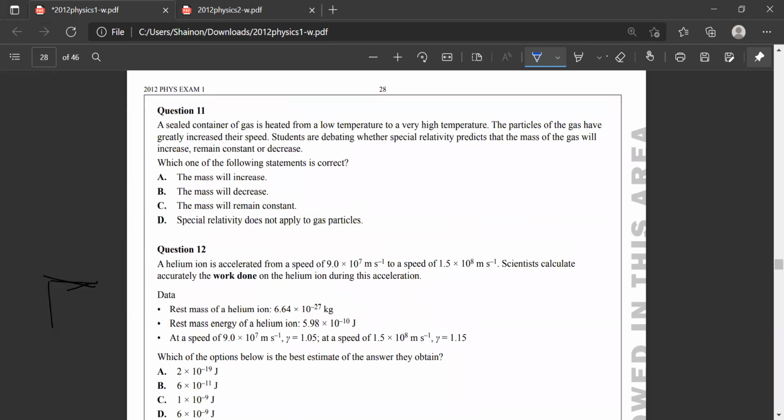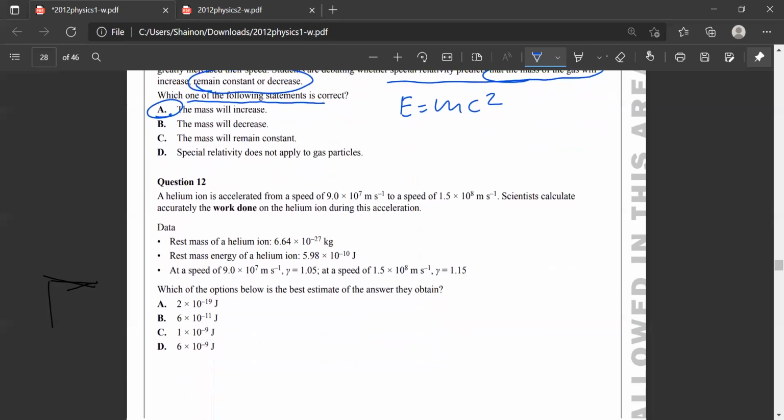Question 11. Students are debating whether special relativity causes the mass of a gas to increase, remain constant, or decrease. So the energy is going to result in a change in mass, which will increase because the energy is going to convert to mass in special relativity. So it will increase the mass.